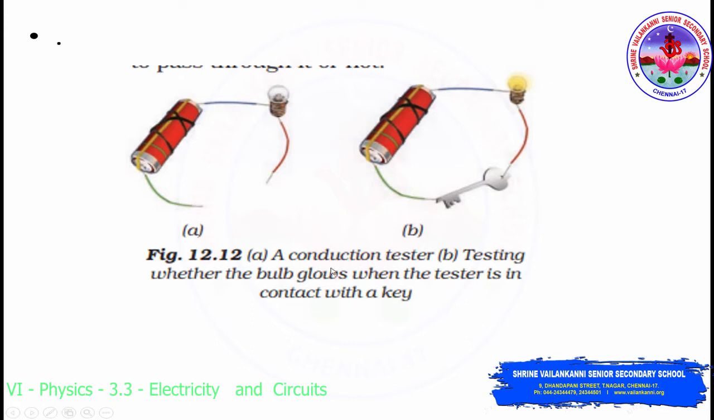So, how can you test whether things are conductors or insulators? Here, what they have done is a conduction tester. They have used the electric cell, wires, and the electric bulb. But in this place, there is a break in the circuit.